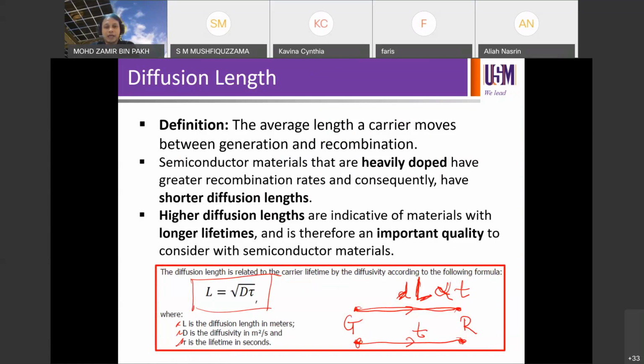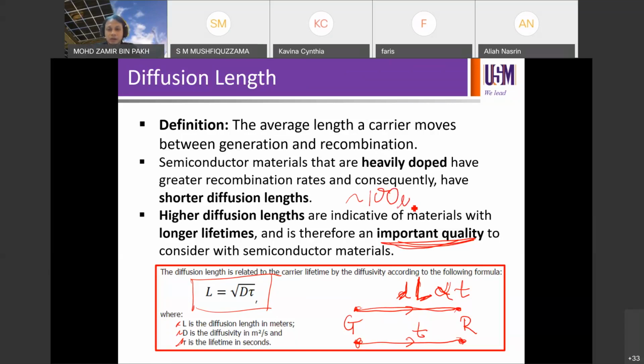Higher diffusion length is indicative of materials with longer lifetime, and therefore an important quality to consider in semiconductor materials. So usually in manufacturing or research, when you talk about a high quality semiconductor material, whether crystalline silicon, gallium arsenide, or phosphide, whatever, we are talking about material with high lifetime. Typically in the order of hundreds of microseconds, maybe. Not necessarily, but just to give you some idea.